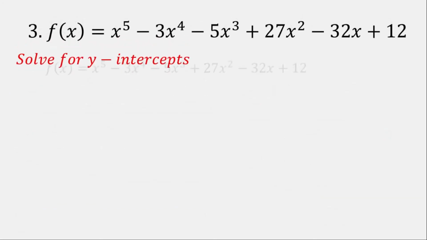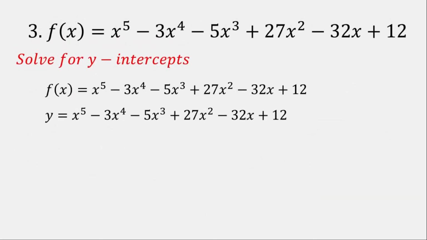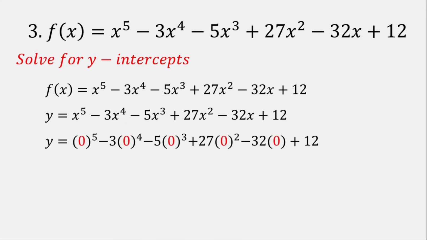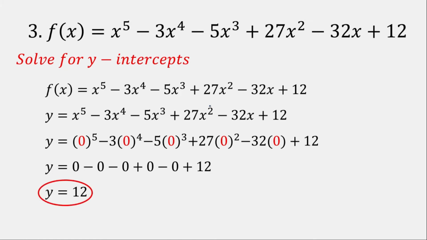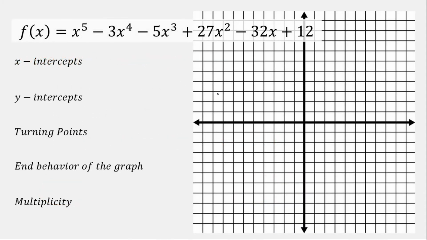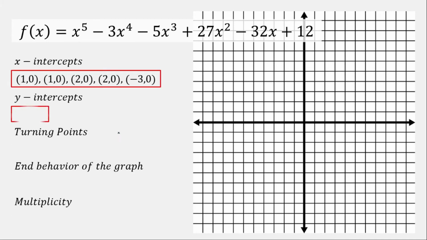Now to get the y-intercept, all you need to do is to substitute 0 for x, compute it, and you get this value. So the value of y when x is 0 is 12, therefore our y-intercept is (0, 12). Now to graph it, this is our x-intercept, our y-intercept. The number of turning points is the degree minus 1, which is equal to 4. So that is our turning points.